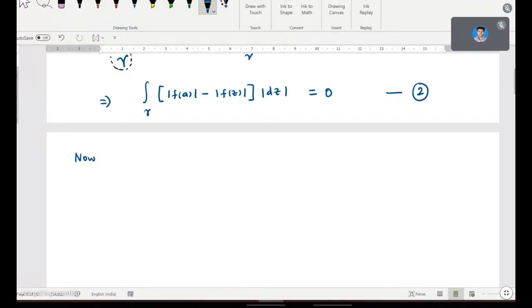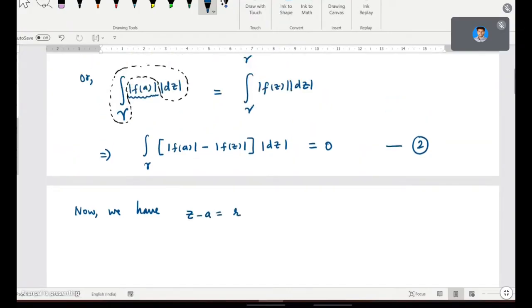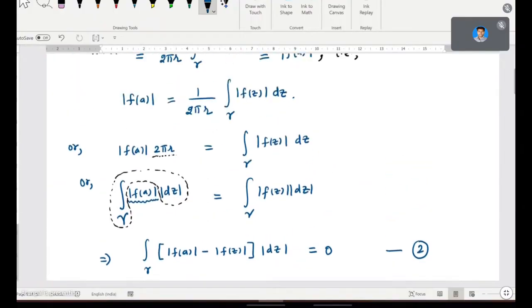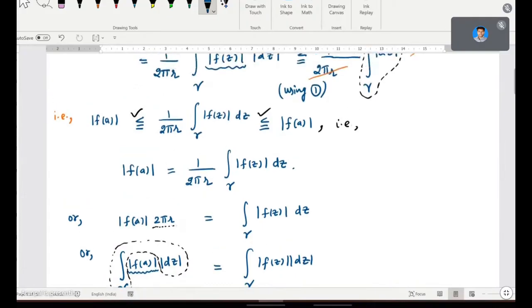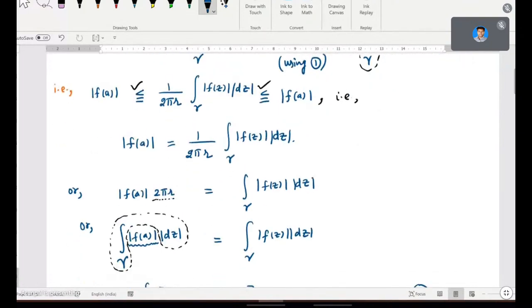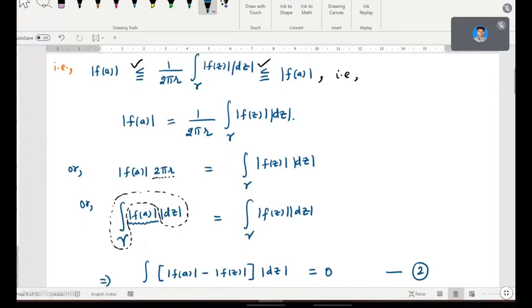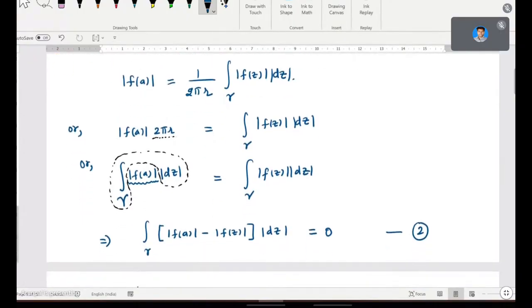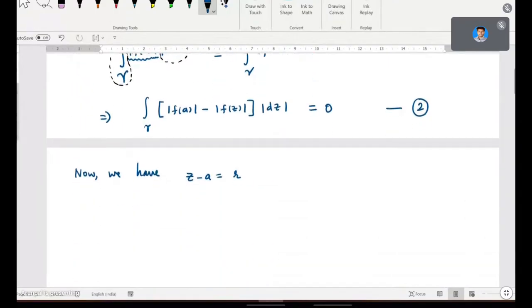Class, now we have z minus a is equal to, right? Oh, sorry, these are all lengths here. Sorry class, these are all lengths. Is this okay? Yes, sir. Okay.